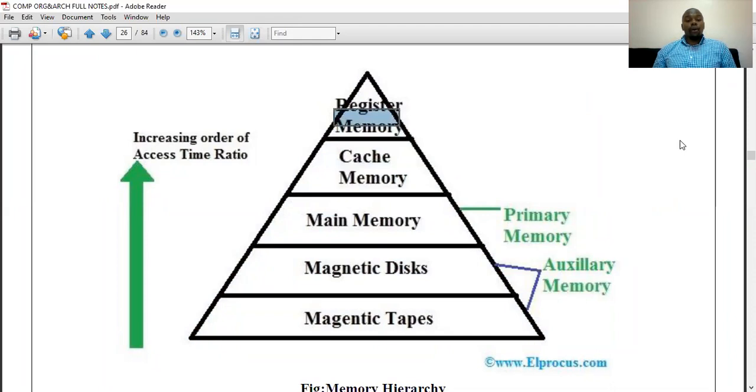And why so? When you add the memory, you've added for yourself two benefits. Number one, access time, and number two, performance. So that's why it becomes very expensive.